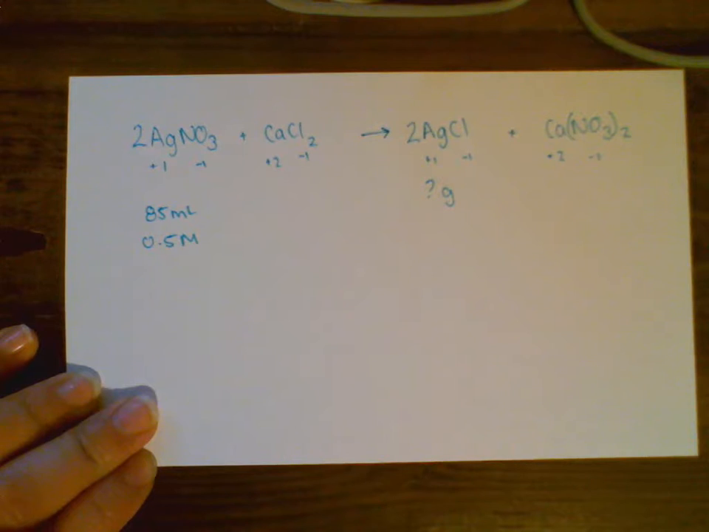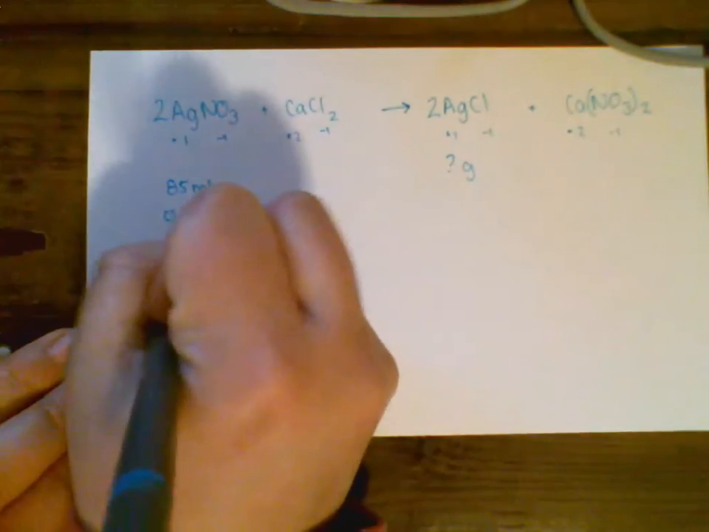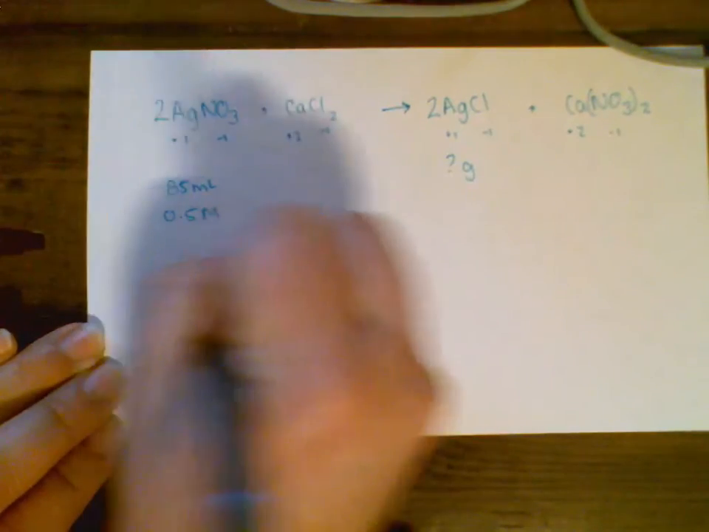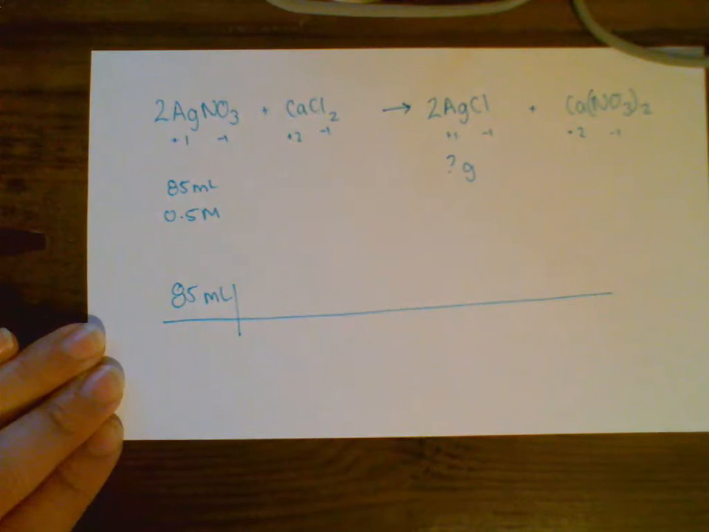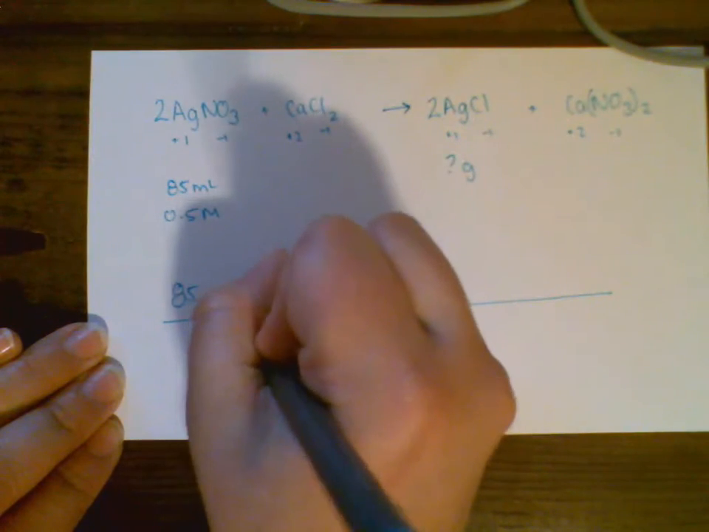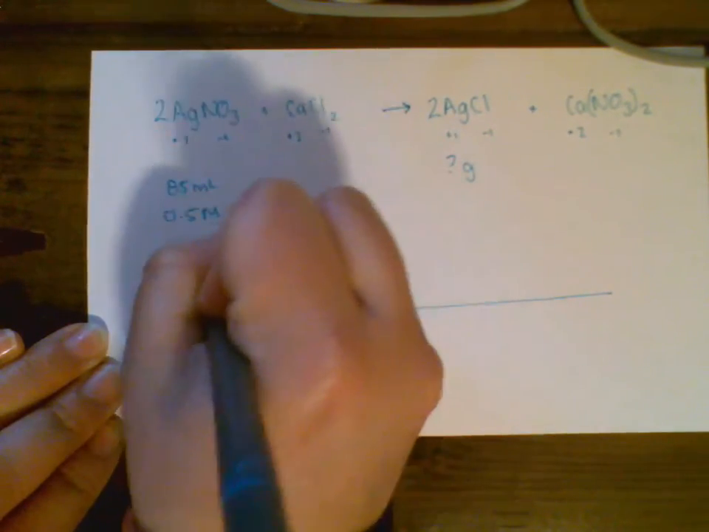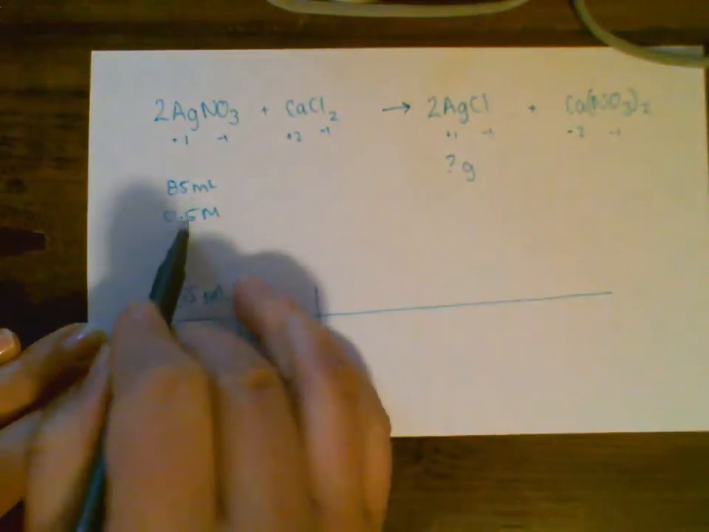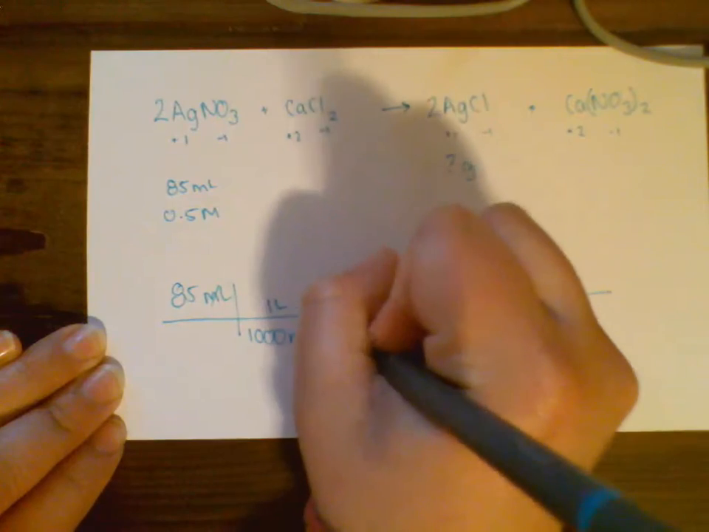Okay, just like our last solution stoichiometry problem, I'm going to start with the number that I'm given that's not a molarity. In this case, that's going to be 85 milliliters. So I start with 85 milliliters and set up my stoichiometry problem here. I know I want to use a molarity. Molarities are in liters, so I'm going to have to convert milliliters to liters. I've got 1,000 milliliters in 1 liter. I can cancel out my milliliters. Now I'm ready to use my molarity, 0.5 moles per 1 liter.